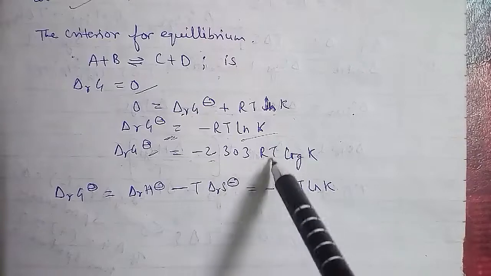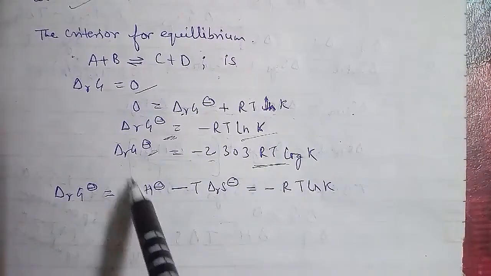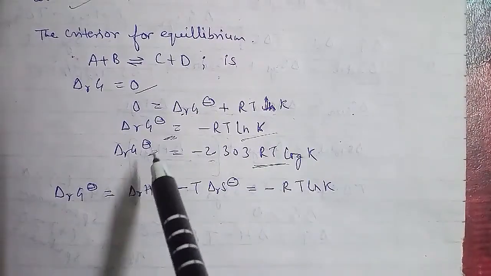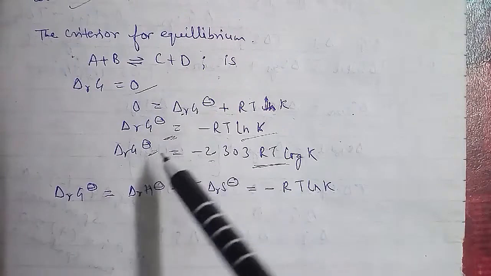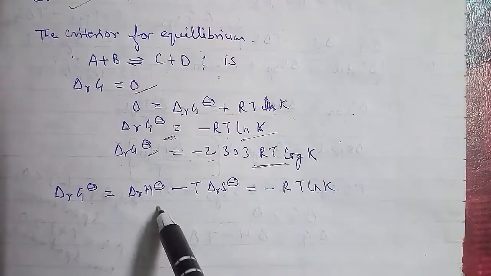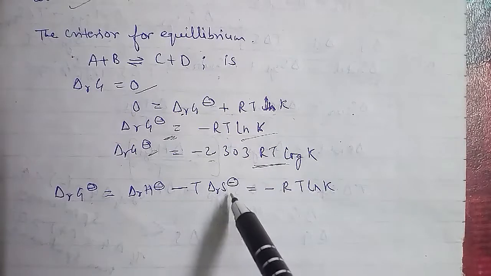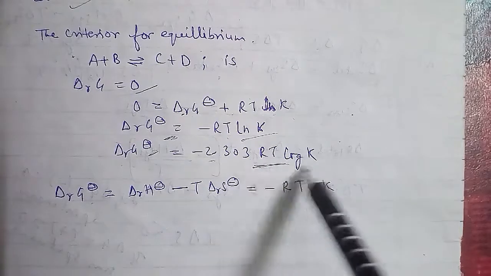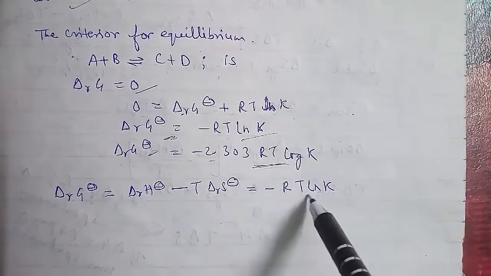With regard to that, we also know that delta r G standard equals delta r H standard minus T delta r S standard, which equals minus RT ln K, which we found out. So we can write it like that also.